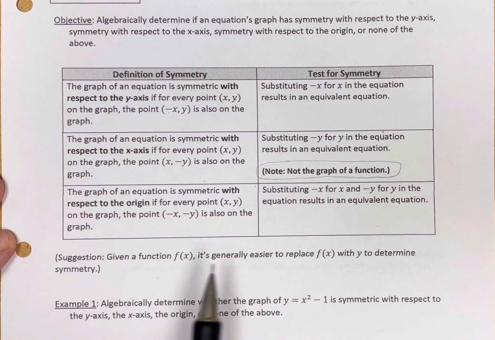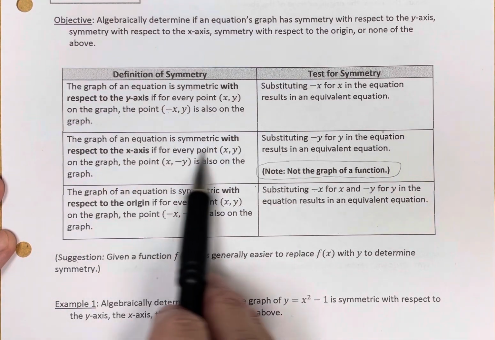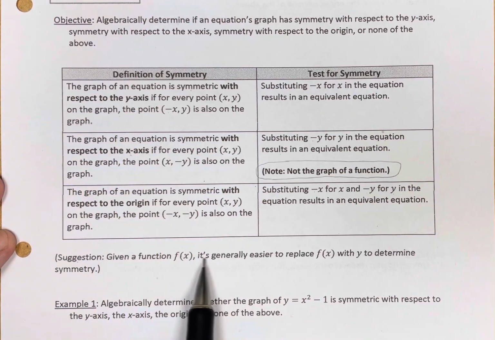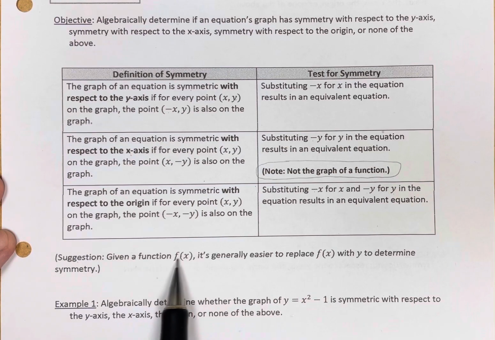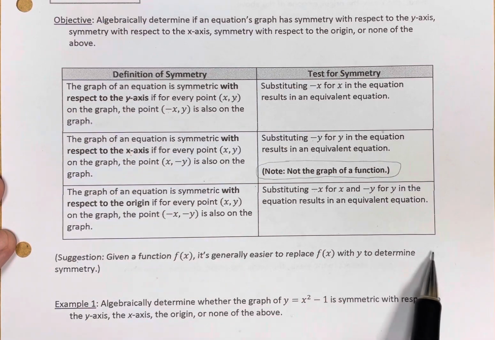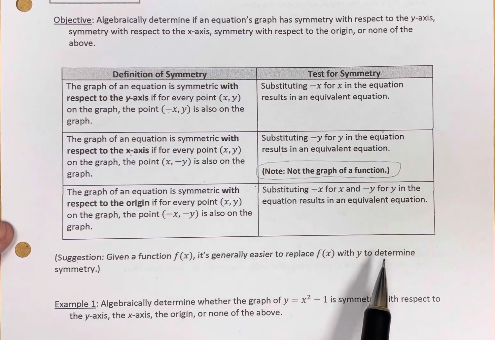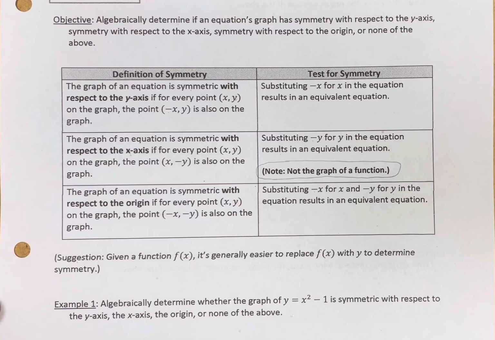Suggestion: if you're given a function, and again, if we're given a function, we're not going to test it for symmetry with respect to the x-axis, because that wouldn't be a function. But if you're given a function, it's generally easier to replace the f of x with a y and then do the math, as opposed to carrying an f of x around. Just use a y instead. It just makes life a little bit easier.